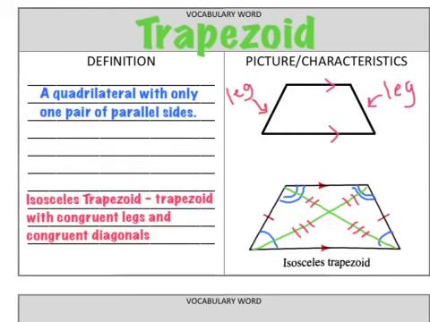Go ahead and pause the video and copy down everything about trapezoids. You're also going to see that there's stuff about isosceles trapezoids, which are a special type of trapezoid.